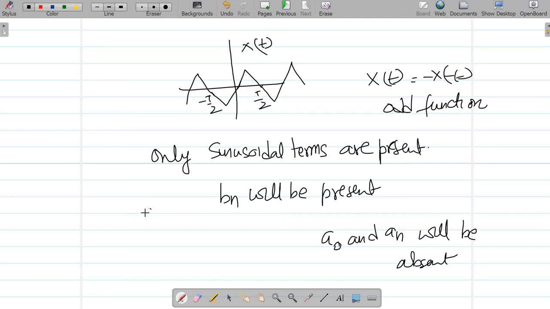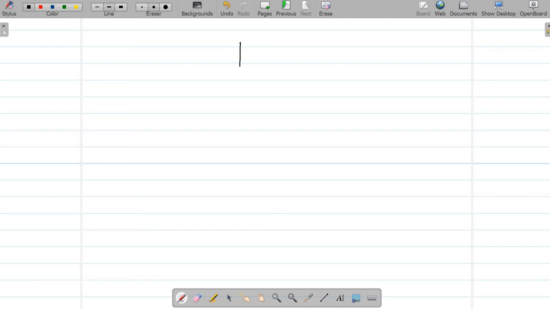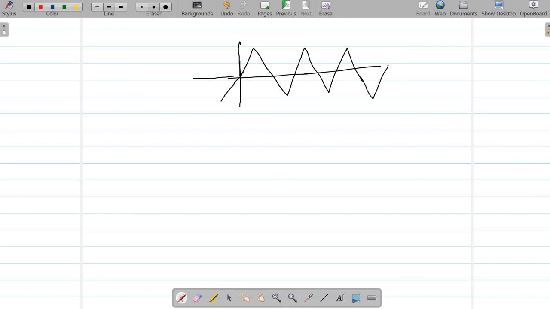So there are certain symmetries. We will be touching upon the next type of symmetry, which is known as the half-wave symmetry. And when you have the half-wave symmetry, in fact, the wave that we have discussed has a half-wave symmetry. Let me draw the same signal that we have learned previously. Let us say we are having a signal of this nature.